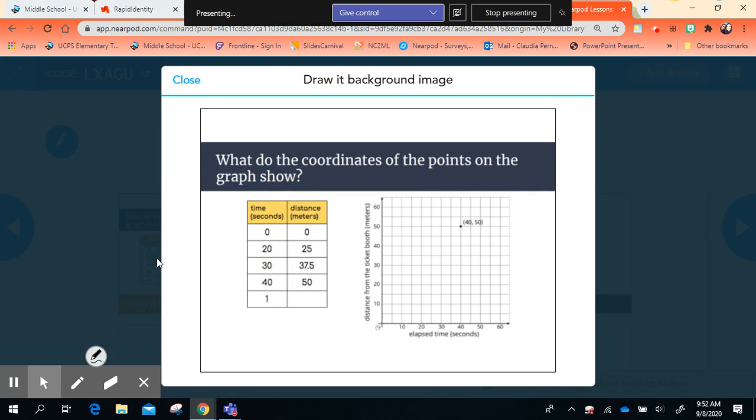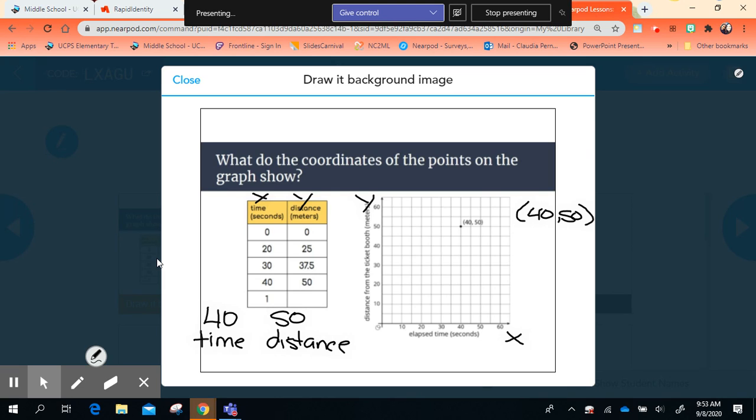Okay, so what do the coordinates of the points on the graph show? We talked a little bit about this before. We said x is showing time, y is showing distance, just like in our table. Sometimes you'll have to make a story, and I'm the worst at making the stories, I'm not going to lie. But we know that it's 40 and 50. So we know that 40 represents time and 50 represents distance.